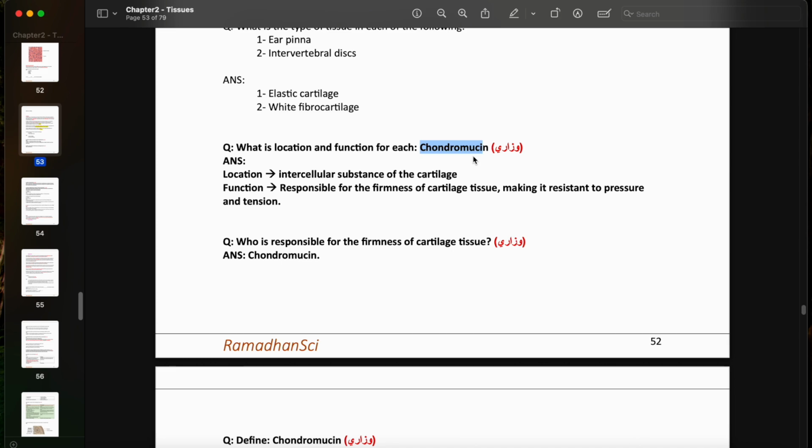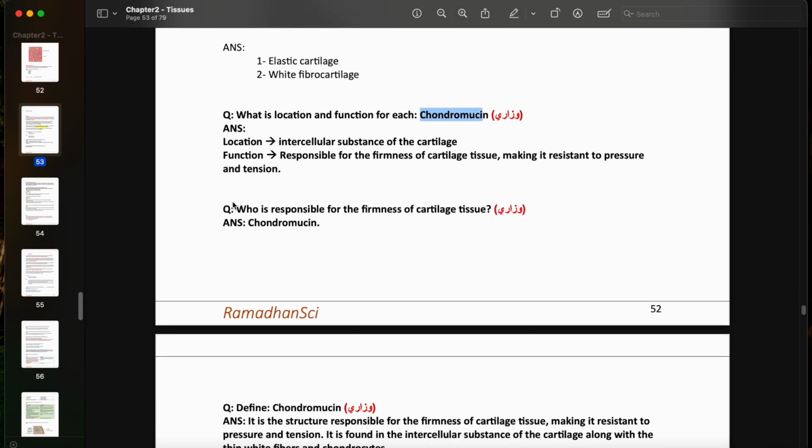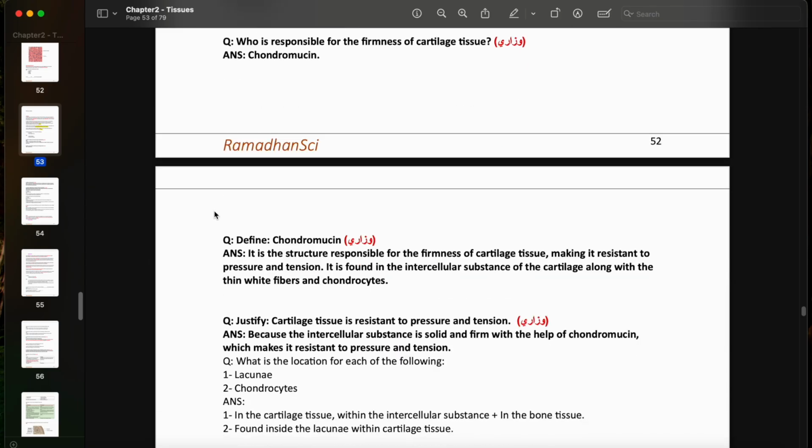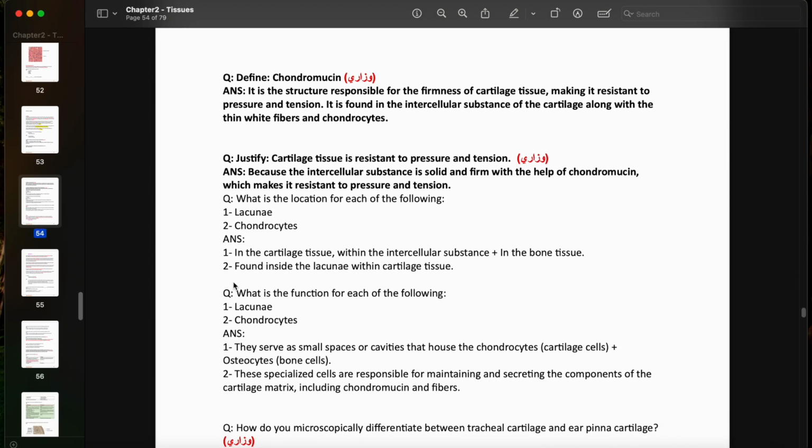And the function of chondromucin, it is the substance responsible for the firmness of the cartilage tissue, making it resistant to pressure and tension. Okay, you can also have another very important question, like who's responsible for the firmness of the cartilage tissue, and the answer is chondromucin. You can have a justification question telling you that cartilage tissue is resistant to pressure and tension because the intercellular substance is solid and firm with the help of chondromucin.